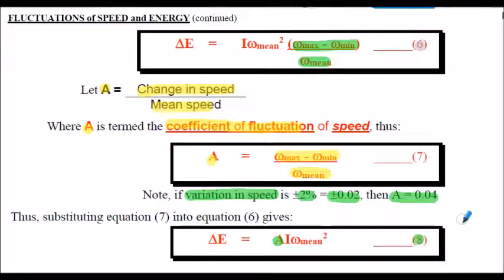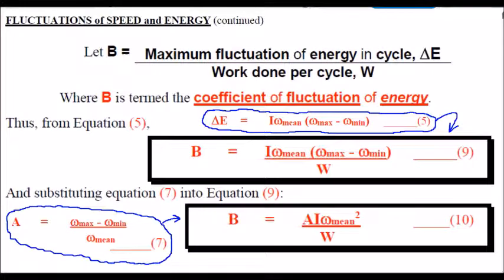But equation 8 is quite a useful equation. You'll see that crop up in some of the work, because often we will know in the questions the change in energy, and we will know the limits we've got on the speed variation that we're allowed. We will know the mean speed that we're trying to achieve, and from that we can calculate the moment of inertia of the flywheel, which is a parameter we need to be aware of. So you'll see that equation 8 is quite a useful equation in the questions we're going to look at.